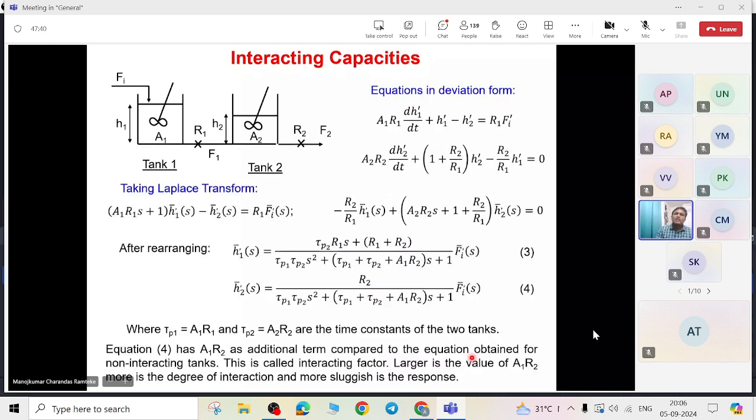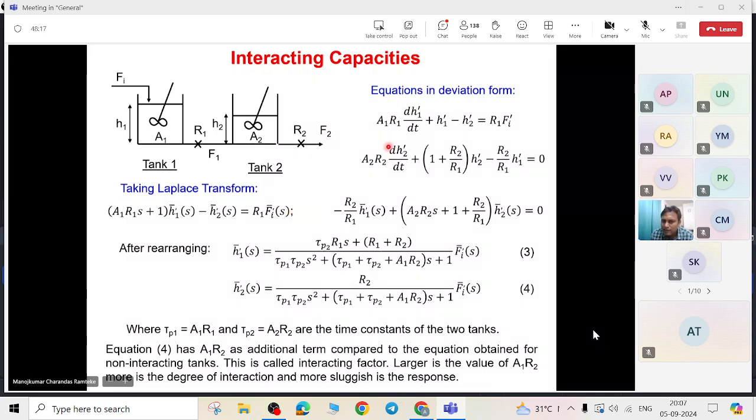Okay, now these are the two equations which we have obtained here. Now we can apply the Laplace transform to both the equations. Let's apply the Laplace transform to this equation. What are we going to get? A1 R1, and the Laplace transform of the derivative becomes S into H1s. If I take H1 dash s common, we will get A1 R1 s plus 1 times H1 dash s. And the Laplace transform of the second term is going to be minus H2 dash s, and the right hand side is going to be R1 Fi dash s.